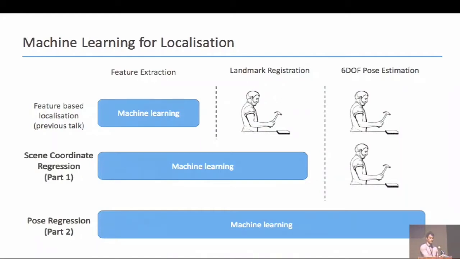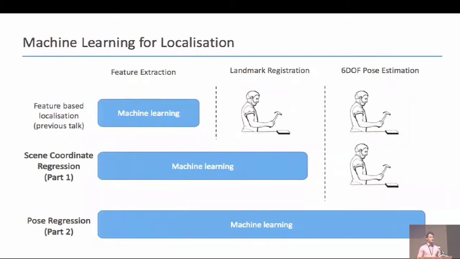We have this feature extraction step, which Torsten described beautifully about taking out point features. Then we have a landmark registration where we've got to associate these features with a 3D model. And then finally, we've got the 6DOF pose estimation, which in Torsten's talk involved things like filtering, RANSAC, these kinds of ideas. So in my talk, I'd like to introduce 2 more methods.